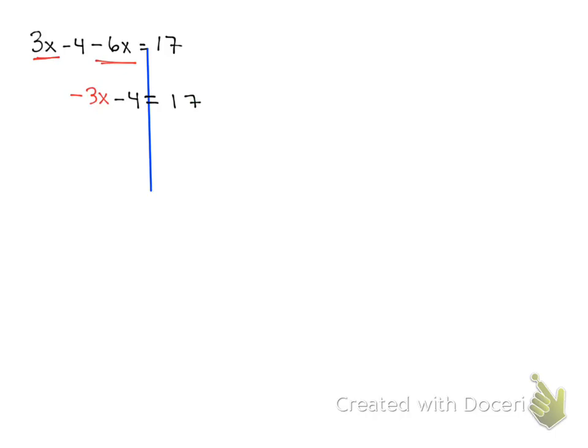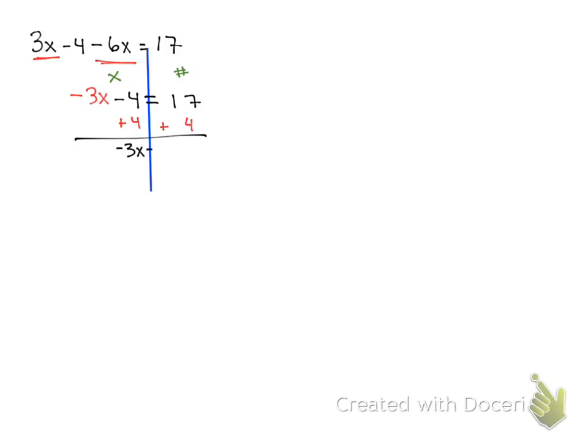So from here, choose the side for your x. I'm going to choose the left side. And the side for your numbers. I'm going to choose the right side. This negative 3x is in the right spot because it has an x. This negative 4 is not in the correct spot. It needs to get moved over to the opposite side, to the right side of the equation. So to cancel out a negative 4, to zero it out, you're going to add 4.